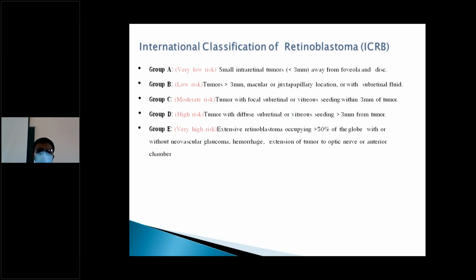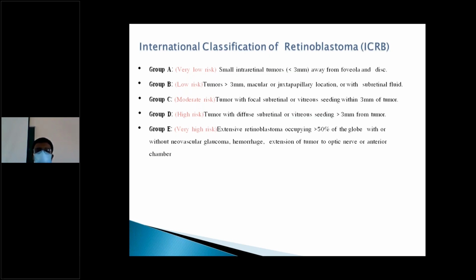That is group B. Group C is moderate risk: a tumor with focal subretinal or vitreous seeding within 3 mm from the tumor. Moderate risk, group C. Group D is high risk: a tumor with diffuse subretinal or vitreous seeding more than 3 mm from the tumor. If the seeding is more than 3 mm away from the tumor, it is considered a high risk tumor.